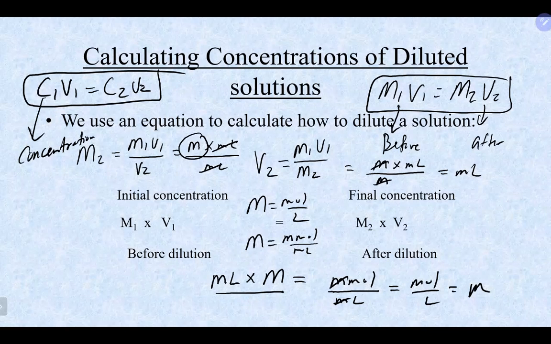But since molarity really is the most common unit of concentration, most people usually roll with M1 V1 equals M2 V2, but as of recent years, a lot of books are moving to C1 V1 equals C2 V2, so you might see them both. Any questions on that there?